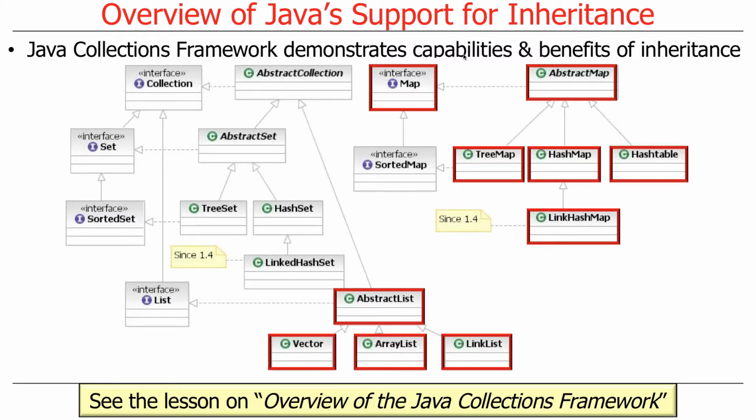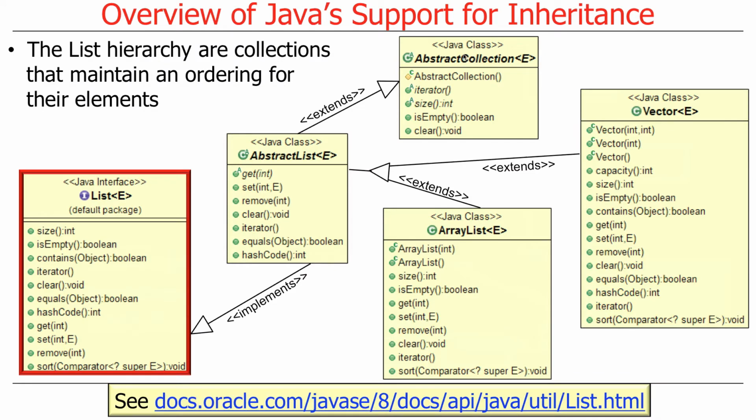So we've got this collection, and these lists and various kinds of lists, and then we have maps, and we've got different kinds of maps, and they're all related to each other by inheritance one way or another. So here's a simple example. This is the list hierarchy.